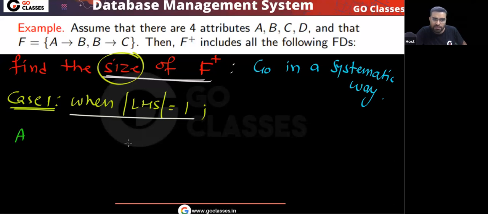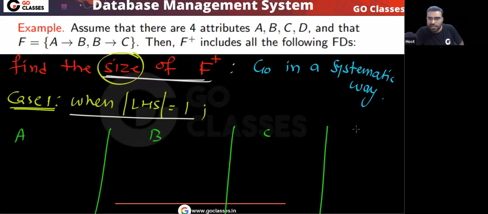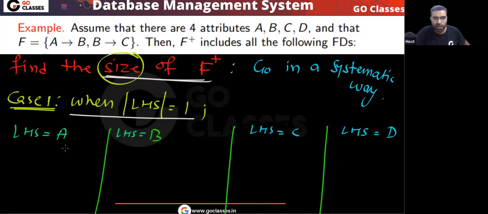So LHS can be A, LHS can be B, LHS can be C, LHS can be D. Do you agree with me? Yes or no? LHS has only one attribute, so LHS can be A, B, C, and D. These are the possibilities.